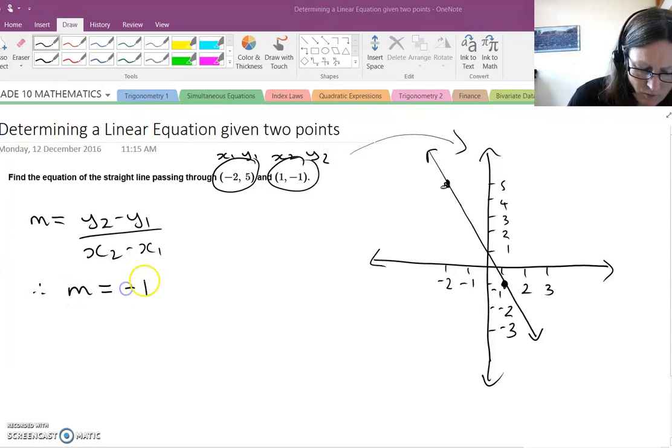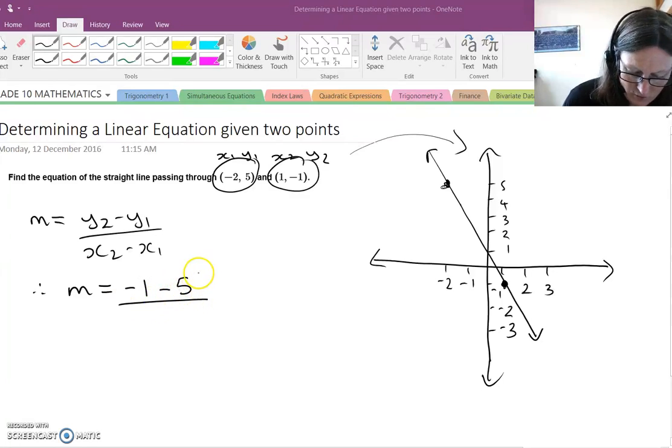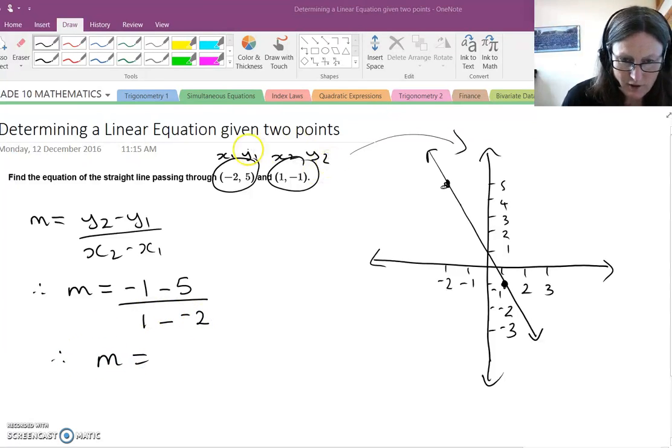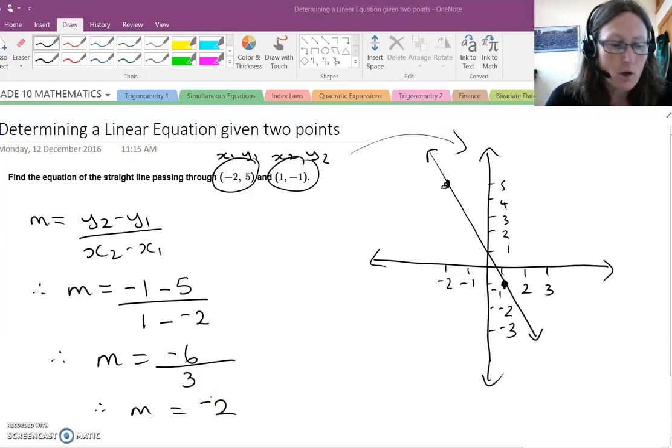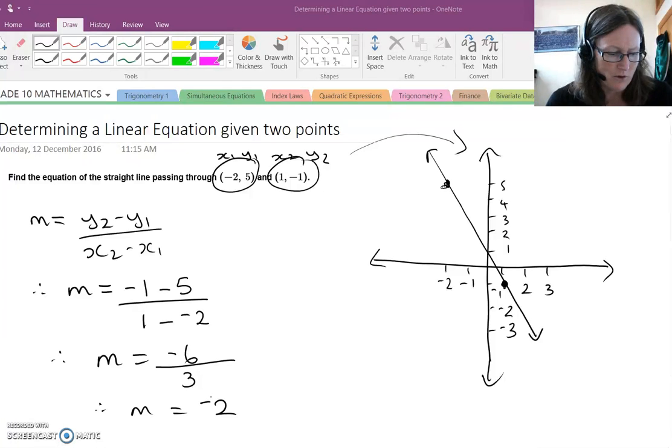So y2 is -1, and we subtract 5 because that's y1. x2 is 1, and then we subtract -2. So we've substituted in. On the top, we get -6, and on the bottom, we get 1 plus 2, which is 3. How many 3's in 6? That's 2. A negative and a positive is a negative. So our gradient is -2. So the first step is the same as the last method we used.